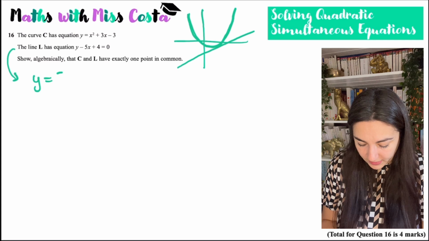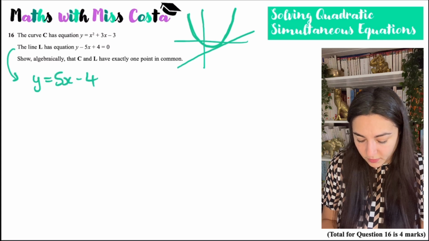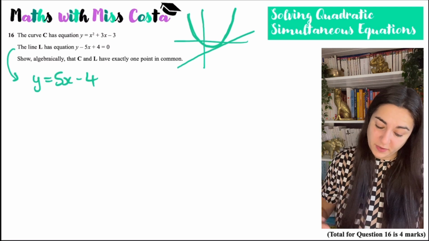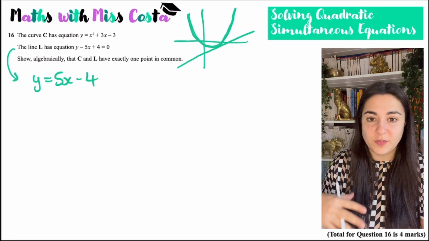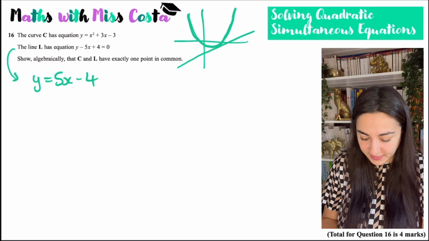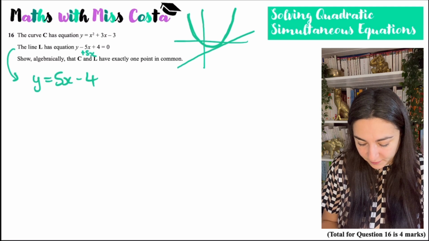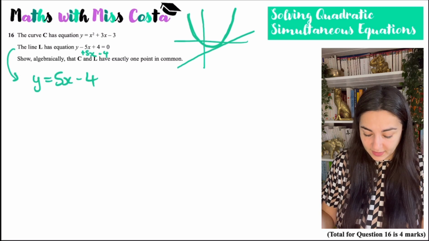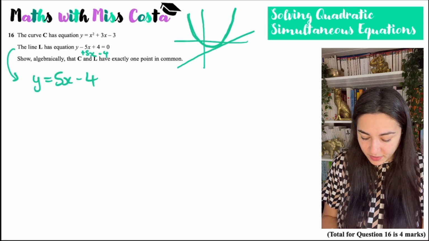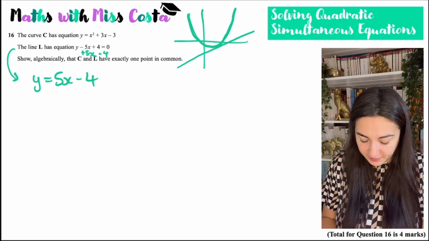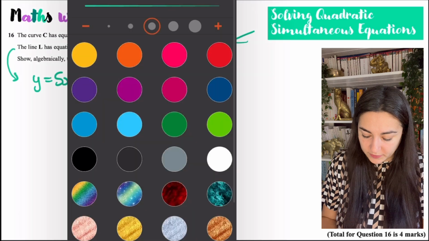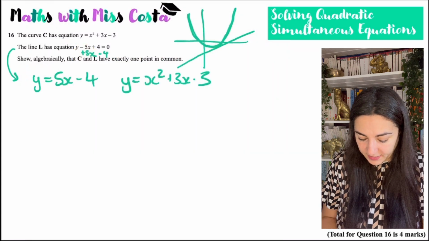So y would be 5x plus 4. If you're on question 16, you're probably quite good at rearranging, but if this is going too fast, then just watch the video on rearranging equations. Essentially, all I did is I added 5x to the side and then I subtracted 4, because to move anything from one side to the other, you do the inverse. So I've rearranged that equation, y equals 5x plus 4, and I've also got this one, y equals x squared plus 3x take 3. So what I want to do is make them equal to each other.